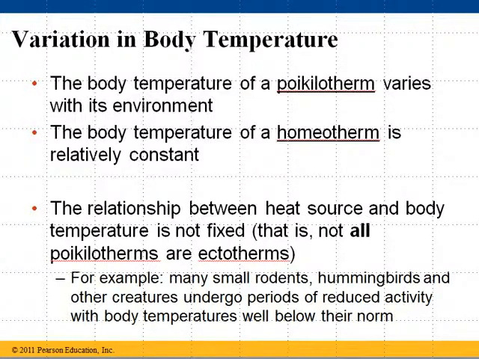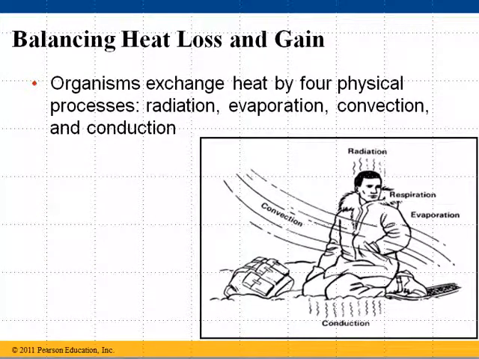The environmental factors that creatures have to basically fight against if they want to maintain an internal stable body temperature are the 4 physical processes whereby they lose or exchange heat or thermal energy with the environment. It's going to be radiation, evaporation, convection, and conduction. And you've probably heard most of these before or discussed most of these before.